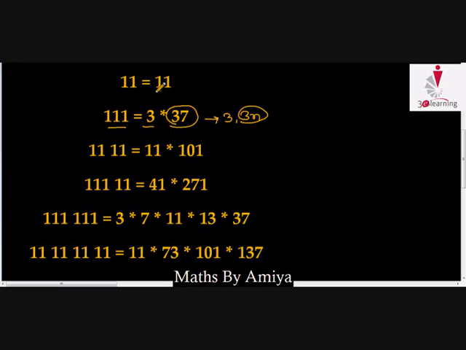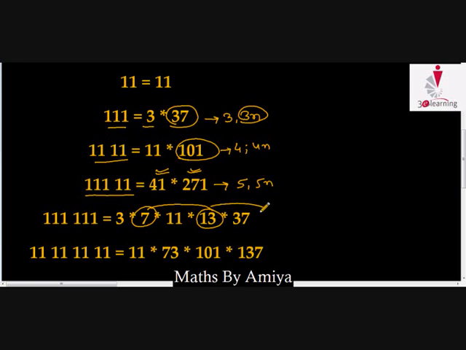11 is an old entry, we have 11, so this is not the defining rule for 11. Any digit repeated 4 times or 4n times should be divisible by 1001. Again check, 41 and 271 are new entries. We have 5 ones, so any digit repeated 5 times or 5n times should be divisible by 271. Again the new entries are 7 and 13. So any digit repeated 6 times or 6n times should be divisible by 7 and 13.